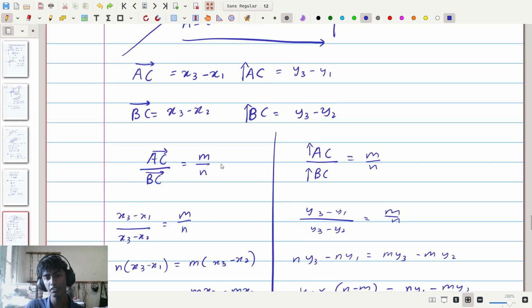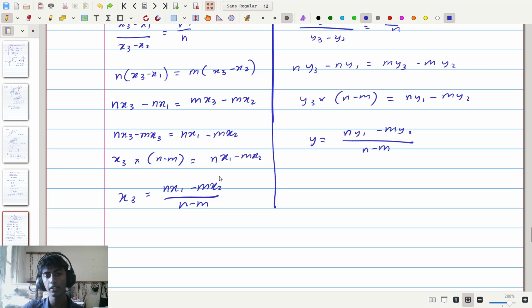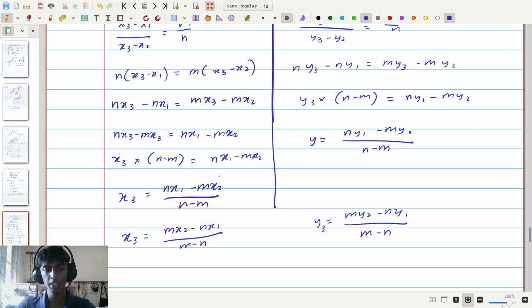Note that also, by symmetry of the minus sign, if we multiply the top and bottom by minus 1, we can also write this in the other form, saying that x3 is equal to (mx2 minus nx1) divided by (m minus n), and also y3 is equal to (my2 minus ny1) divided by (m minus n). These are exactly the same thing, there's nothing wrong here. So choose which one you like and apply that one. This is the more commonly written one, so that's why I wrote it like this.